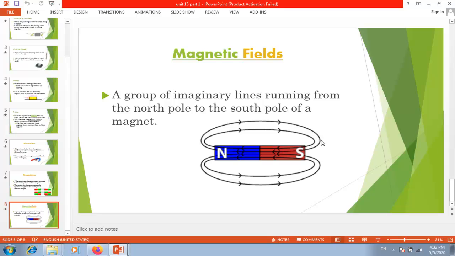Now we are going to watch the video. This video is talking about the force, the friction, and the gravity.